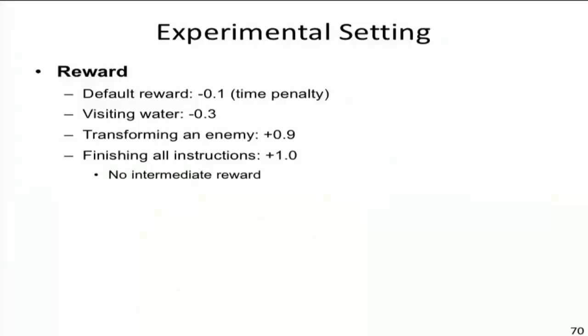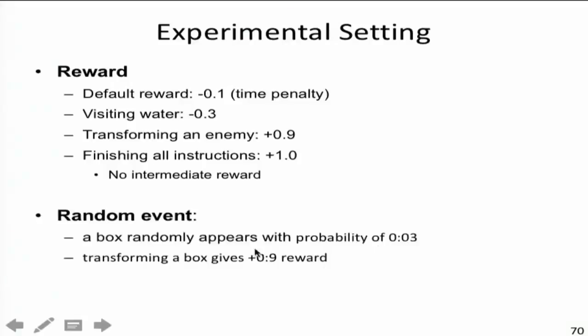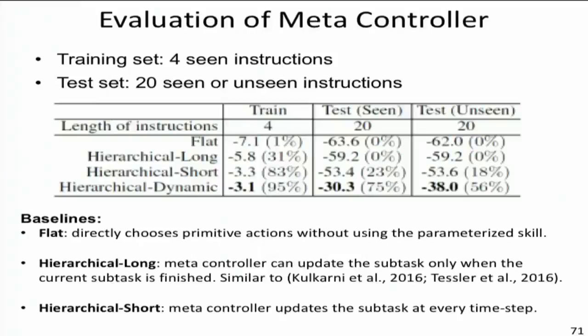There is also some additional challenge here because the agent has to deal with some random event. For example, some box that contains some treasure appears randomly with some small probability. And when that appears, the agent's optimal behavior is to go to that box and transform it. Then it gives a high reward. So this can be viewed as some kind of interruption that the agent needs to handle. It has to basically drop what it's doing and then handle this random event. So that also makes this problem more challenging.